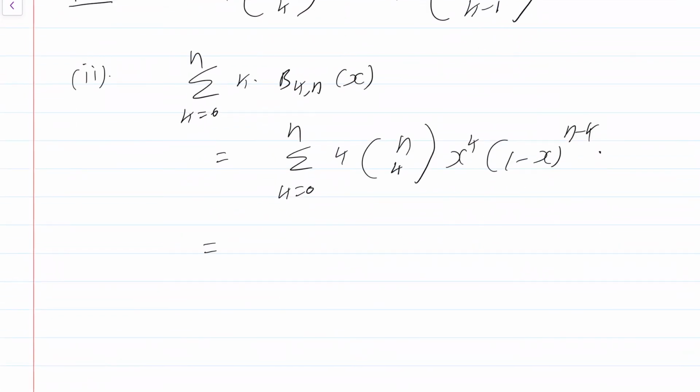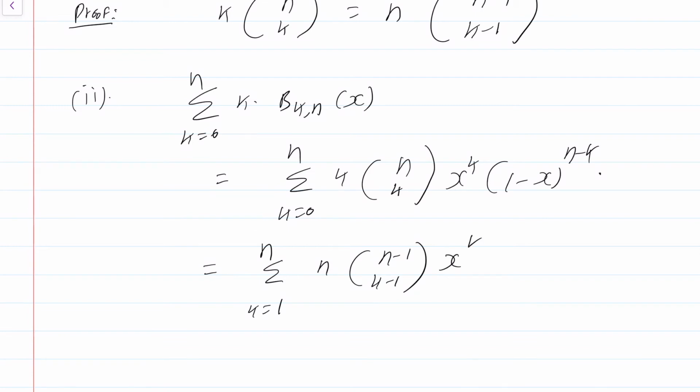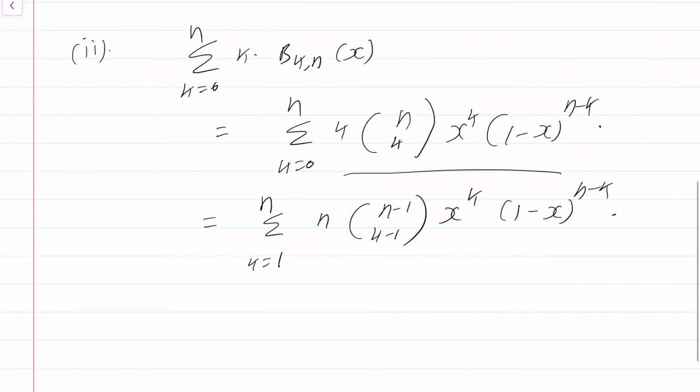This is nothing but summation k equals 1 to n of n times (n minus 1 choose k minus 1) x^k (1 minus x)^(n minus k). Note I have used the identity that k times n choose k is n times n minus 1 choose k minus 1. Note the term corresponding to k equal to 0 vanished, because when k equals 0 this term is 0. Now we can take this n outside simply because it does not depend on the variable over which we are summing, which happens to be k.